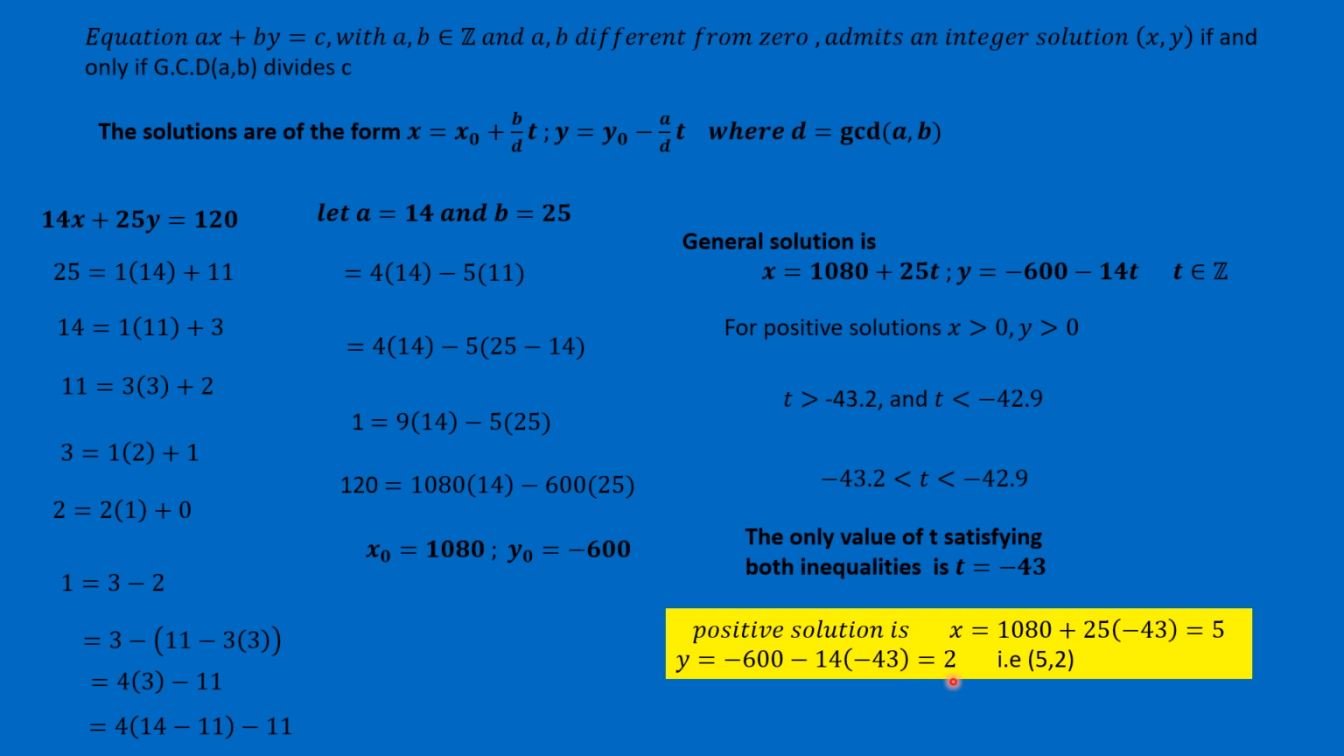And now for the other one, for y, it will be minus 600 minus 14 times t times negative 43 equals 2. That's the positive solution here. The only positive solution of this linear Diophantine equation, 14x plus 25y equals 120, is actually (5, 2). So that's the only positive solution. So we are done with this first part.